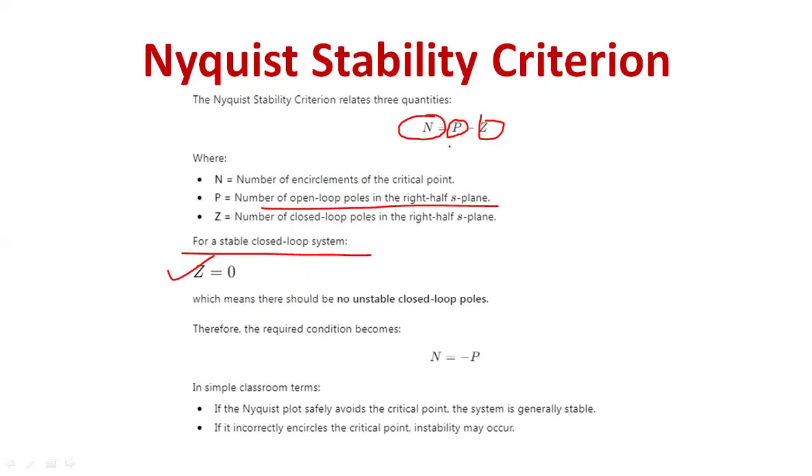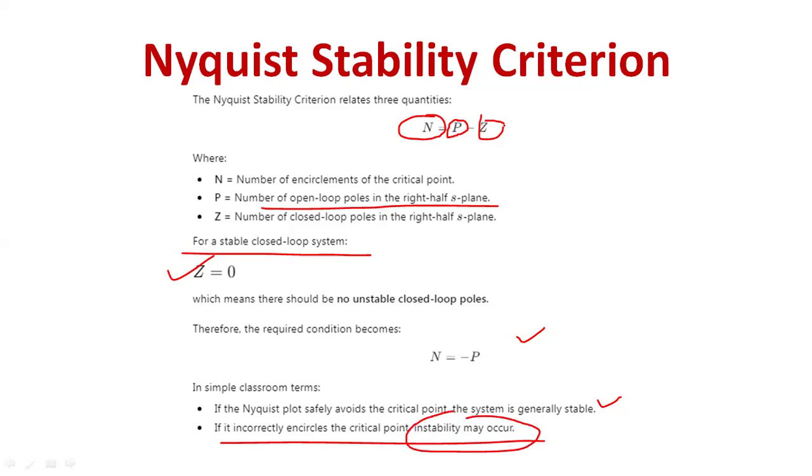If you substitute, Z is equal to 0. N is equal to minus P you get, because Z is equal to 0 only. So therefore, the required condition becomes N is equal to minus P. The simple way of explanation is that the Nyquist plot safely avoids the critical point, so the system becomes stable. If it incorrectly encircles the critical point, instability may occur.